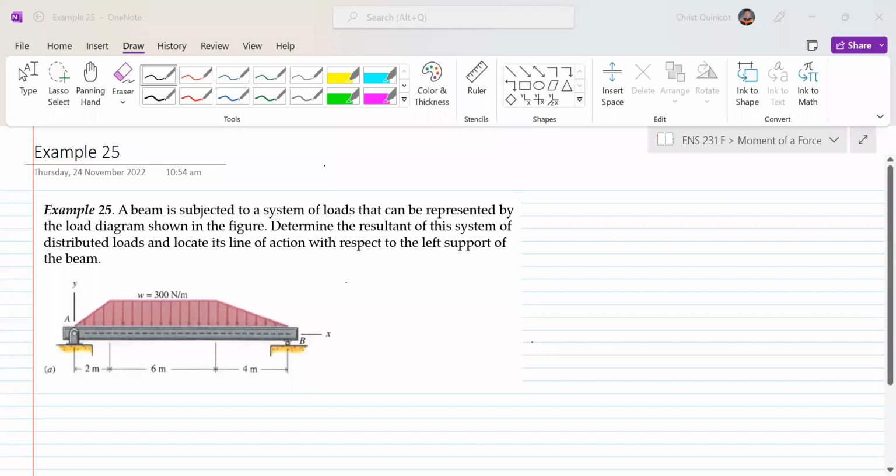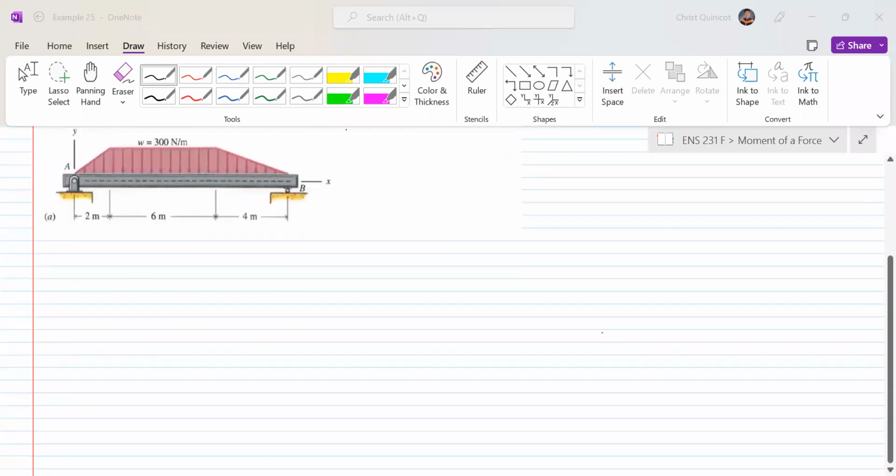Example 25. A beam is subjected to a system of loads that can be represented by the load diagram shown in the figure. Determine the resultant of this system of distributed loads and locate its line of action with respect to the left support of the beam. So meaning at A, from A.